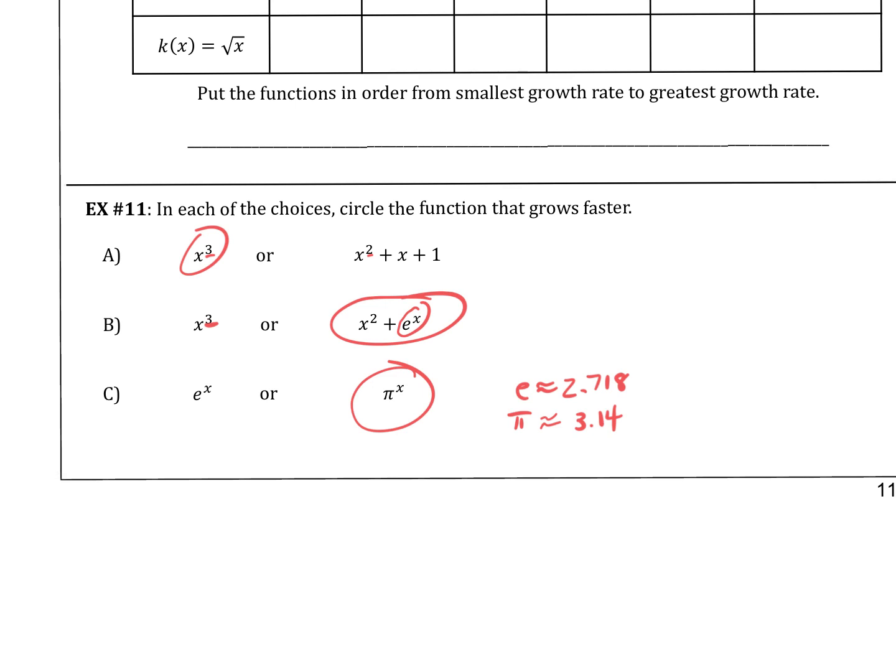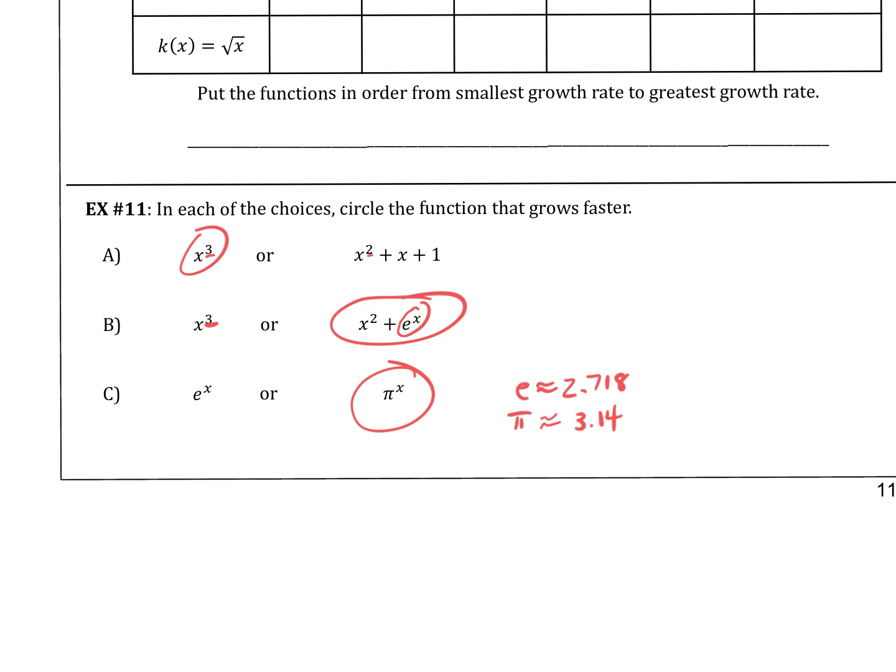Make sense? So if we're looking at powers, we look at which power is bigger. If we're looking at exponentials versus powers, the exponential always wins. If we're looking at only exponentials, the one with the biggest number that's being raised wins. So if we're looking at that race, that's what we get.